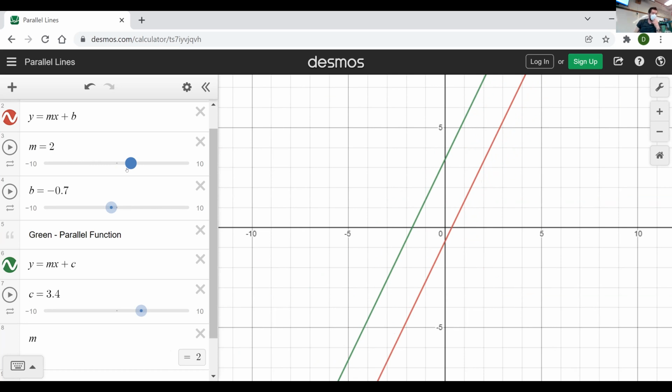2. So what do you think we could say about the slopes of lines that are parallel, based on what we just saw here? We have 0.6, 0.6, -1, -1, 2, 2.